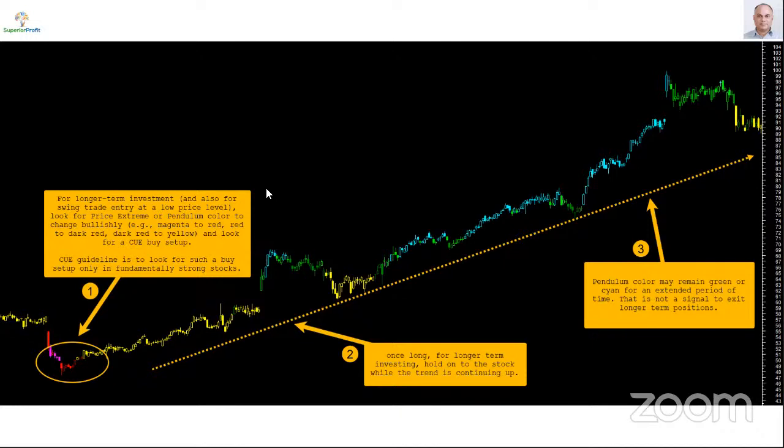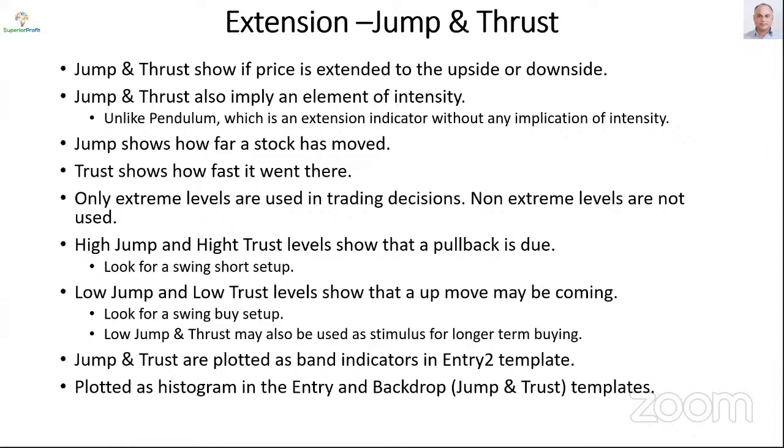We have another extension indicator, that is jump and thrust. Jump and thrust together show if price is extended to the upside or downside. But they are different from pendulum. As I mentioned, Q did not design two indicators that are overlapping. So why did we have jump and thrust?